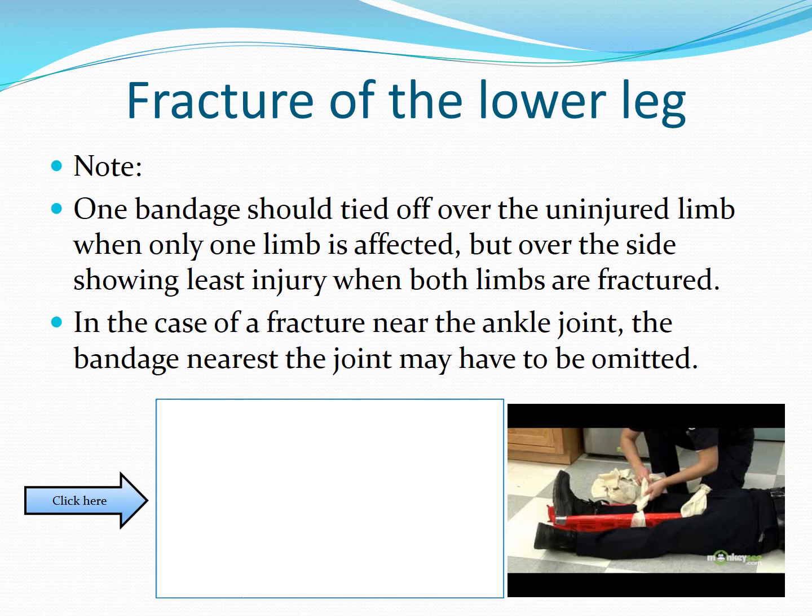Note: one bandage should be tied off over the uninjured limb when only one limb is affected, but over the side showing least injury when both limbs are fractured. In the case of a fracture near the ankle joint, the bandage nearest the joint may have to be omitted. The practical application can be seen by clicking the picture.